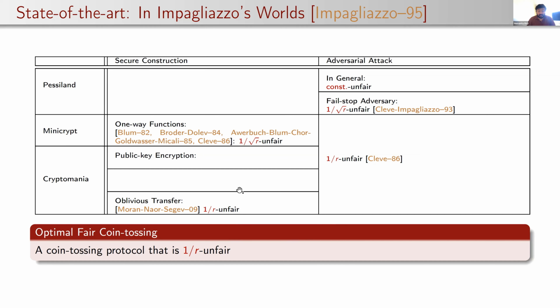Sorry, does the result of Cleve 86 rely on anything more than fail-stop? No. So Cleve-Impagliazzo is a strict improvement of Cleve 86. Yes. The best way to interpret Cleve-Impagliazzo is in the information theoretic commitment hybrid. If you work in that, they showed an attack of 1 by square root r.